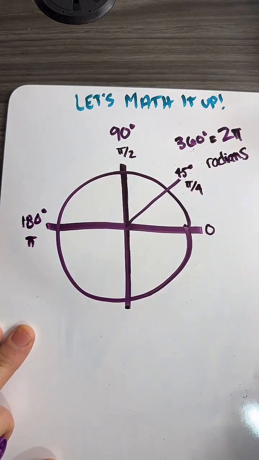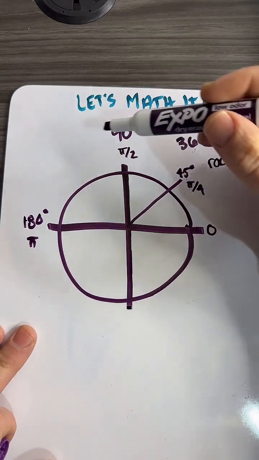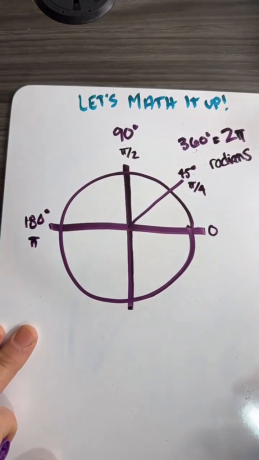So let's say again, we got 0 radians, pi over 4, pi over 2, and then 1 pi radians.